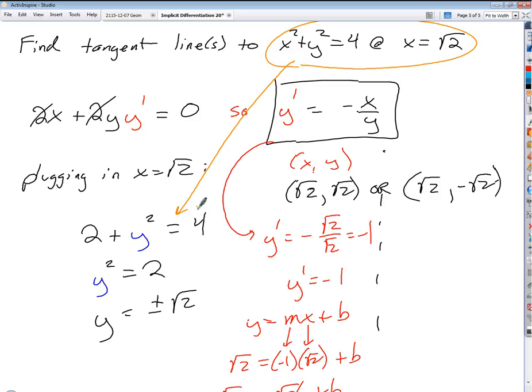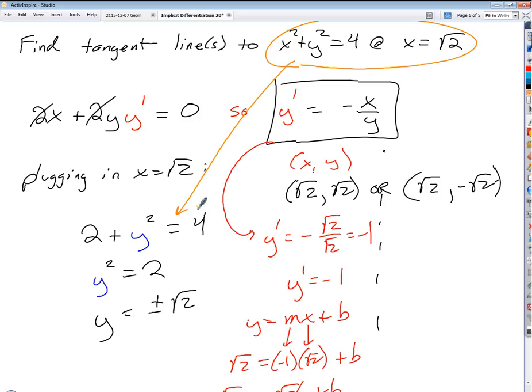Right? When we plugged x equals the square root of 2 into our original equation, the square root of 2 squared is 2, right? So we got 2 plus y squared equals 4. Solving for y gave us two different answers, right? So that told us something important. That told us that for this relation, when x equals the square root of 2, there are two corresponding y values for that one x value, right? So is this going to pass the vertical line test then?